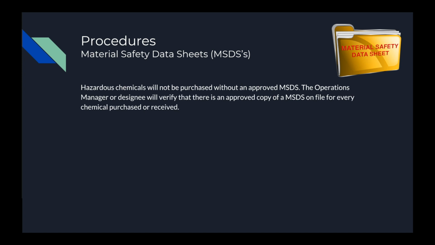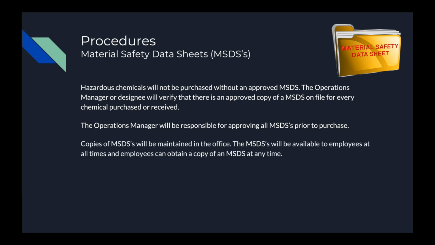Procedures: material safety data sheets. Hazardous chemicals will not be purchased without an approved MSDS. The operations manager or designee will verify that there is an approved copy of an MSDS on file for every chemical purchased or received. The operations manager will be responsible for approving all MSDSs prior to purchase.